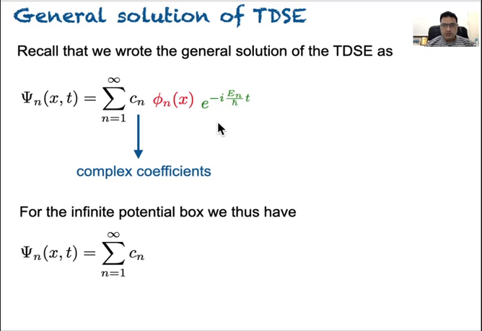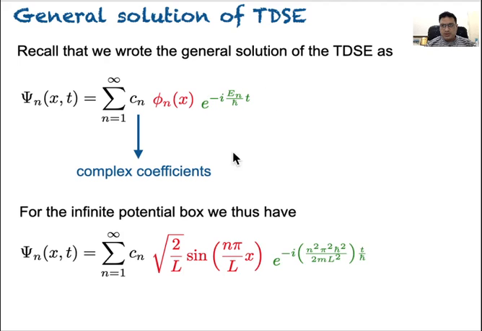So once we substitute, we can express psi n of x and t as a summation over n, where n goes from 1 to infinity, of Cn times square root of 2 over L sine of n pi over L times x. So this is your phi n of x, and this exponential part is written as e to the power minus i n squared pi squared h cross squared over 2mL squared times t over h cross. So the task is how to estimate or calculate this coefficient. This is where we stopped in our last lecture.